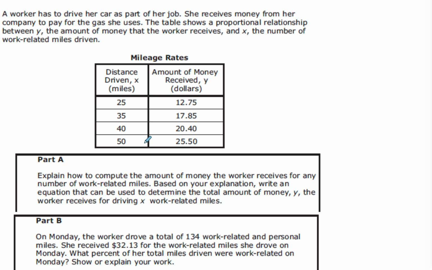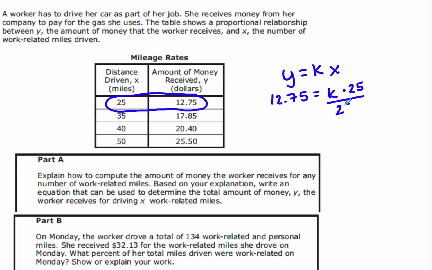Okay, let's check our answers. So you can pick any pairs of numbers that you want. I'm just going to pick this first row. I know if it's a proportional relationship, it's going to fit into this category. Y equals K times X. My Y on this first one is $12.75. I don't know my constant. My X is 25. So I have to solve to figure out what that constant is. What are we multiplying 25 by to get to $12.75? It's something less than 1 because the number of values is getting smaller. So I'm going to divide.